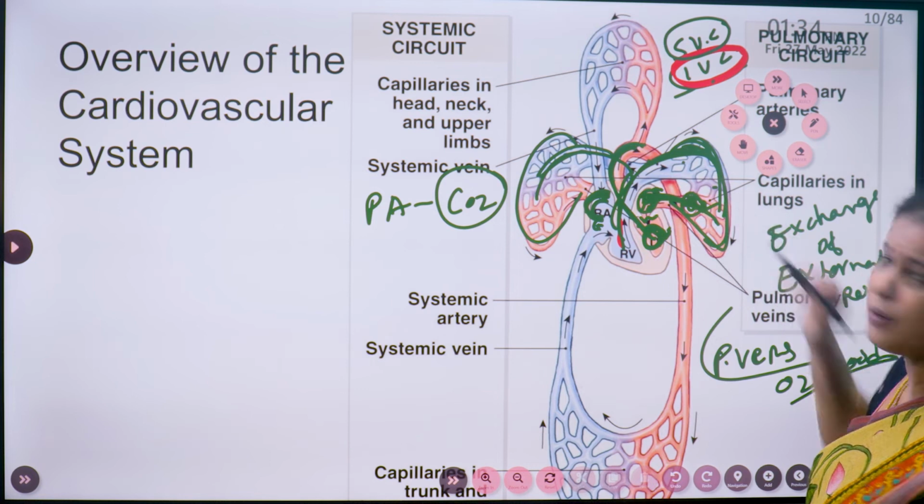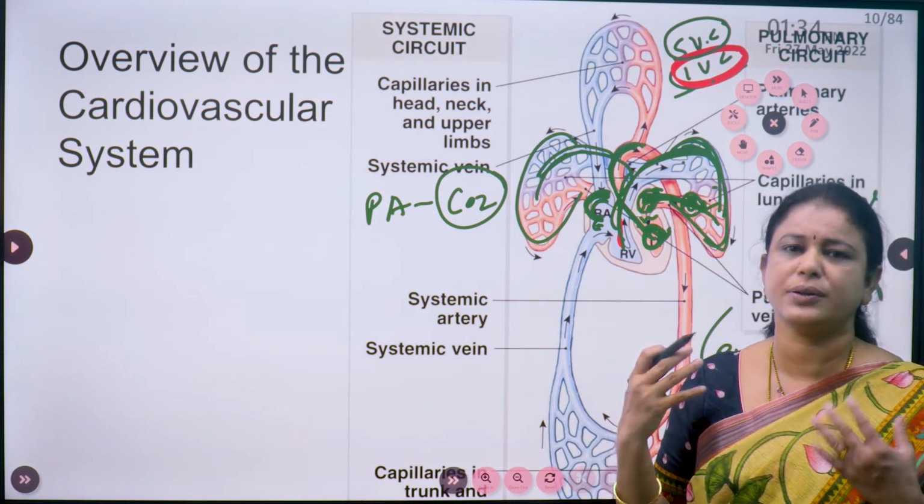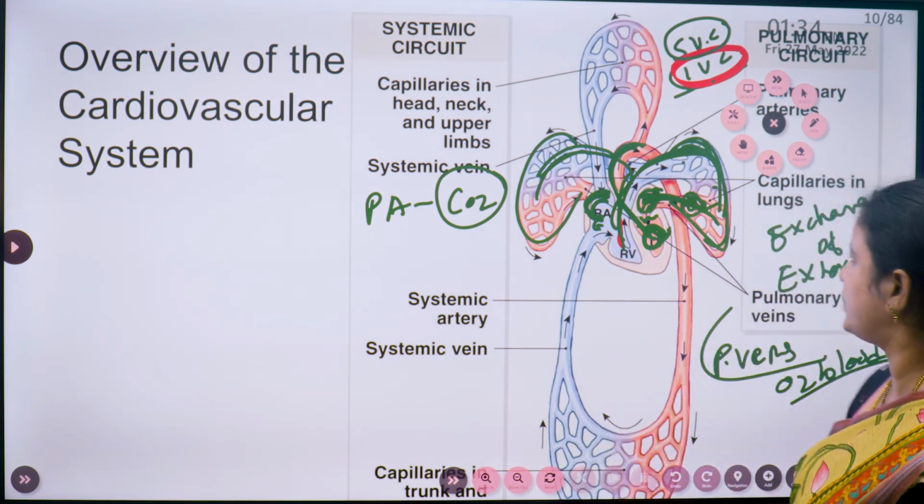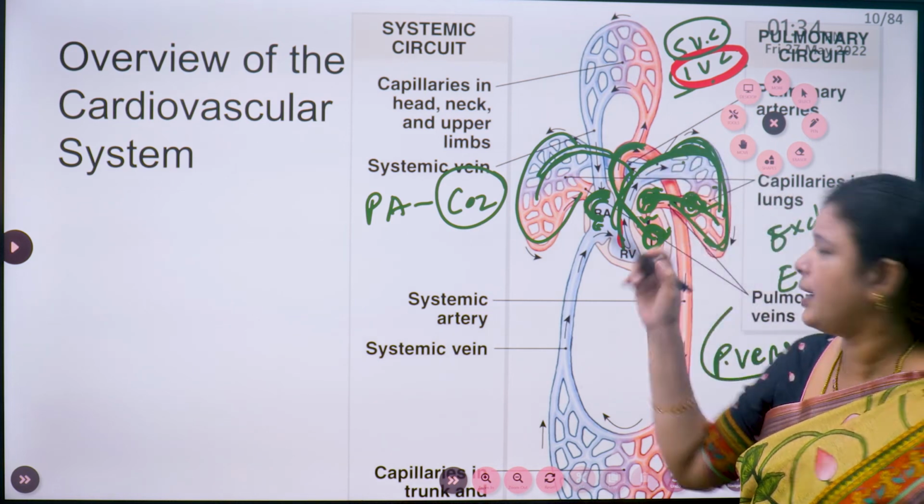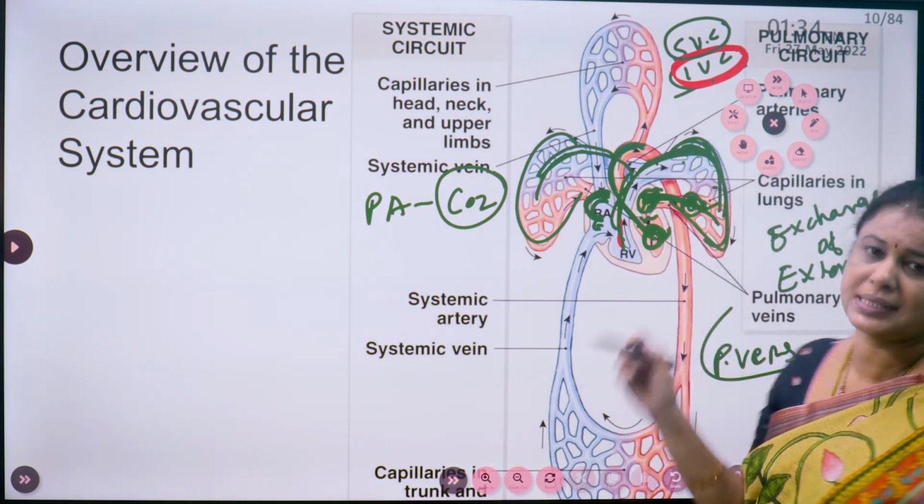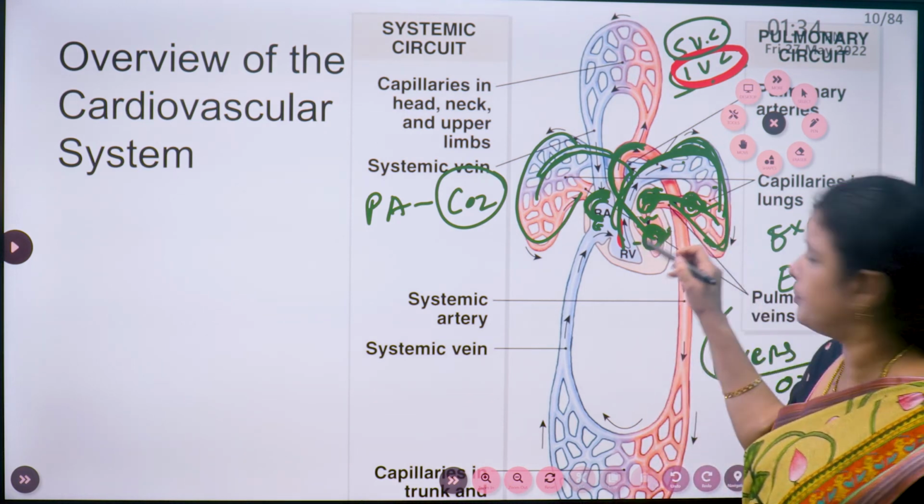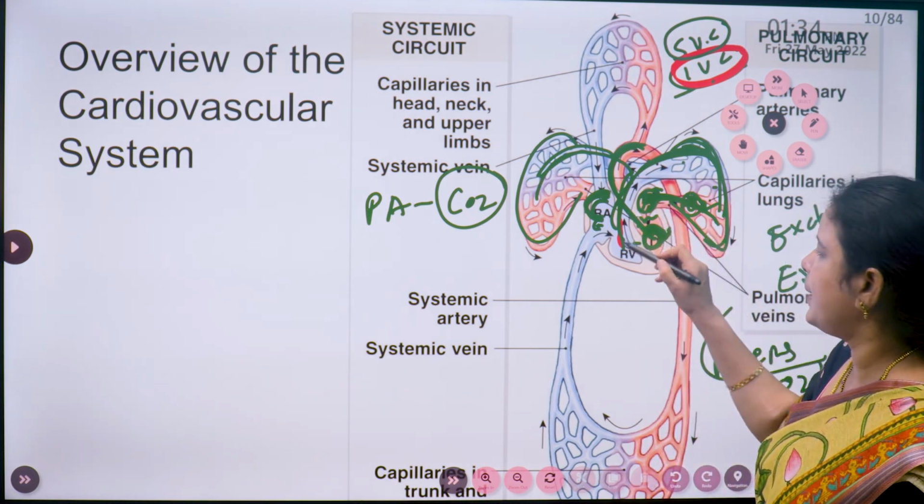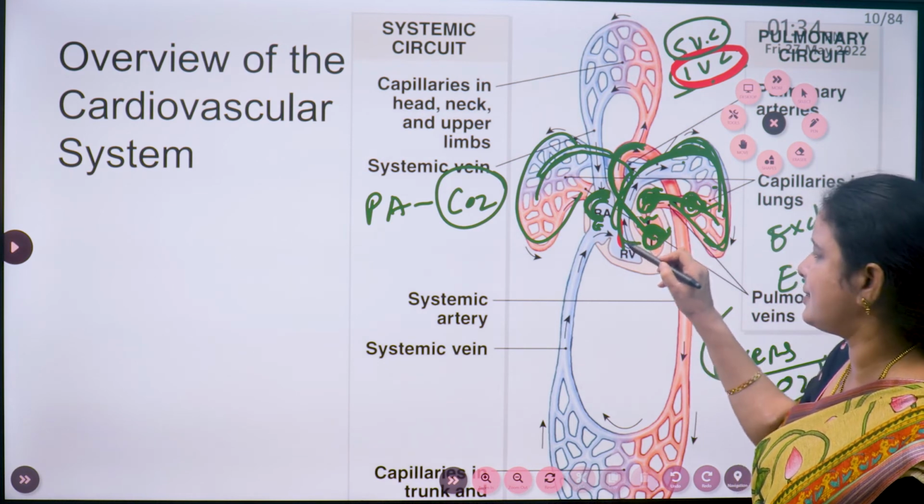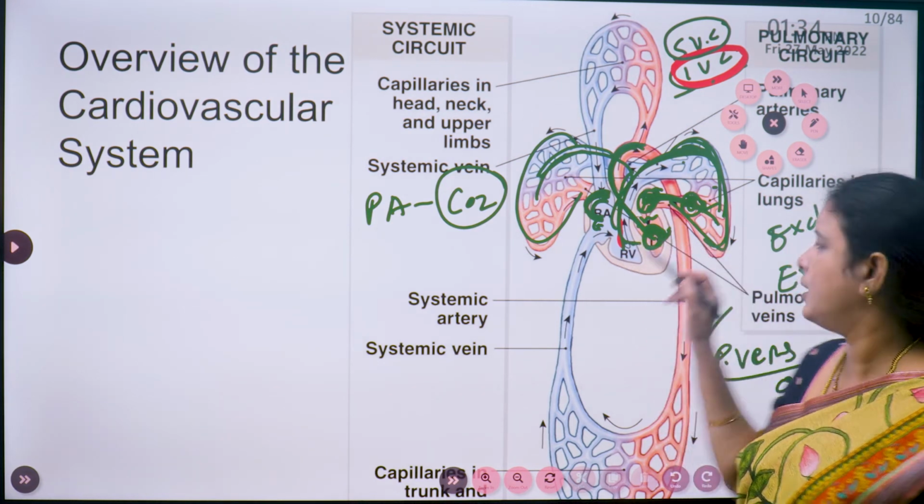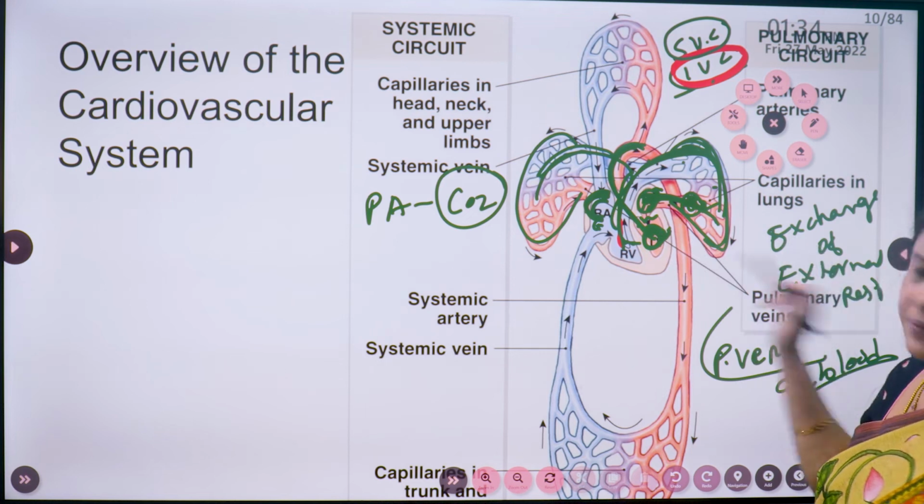So the aorta gives many branches to supply the total part of the body. The aorta supplies blood to all the body parts. The aorta arises from the left ventricle. The pulmonary artery arises from the right ventricle. The aorta arises from the left ventricle.